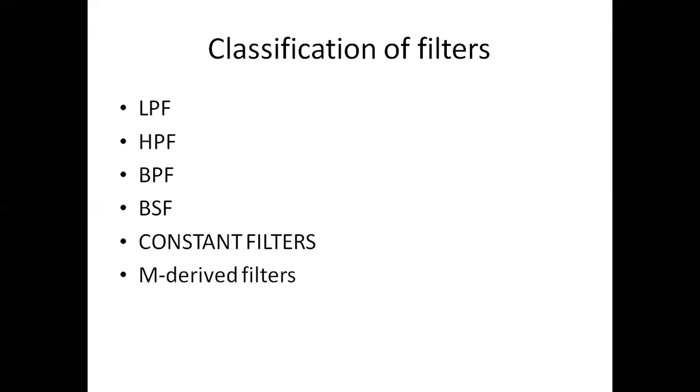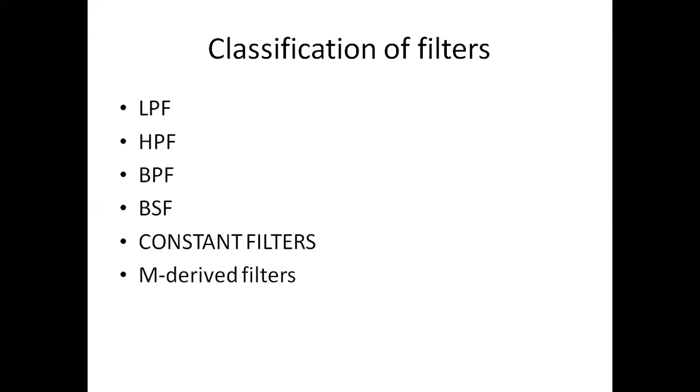On the basis of passing and attenuating frequencies, we have four different types of filter: the low pass filter, the high pass filter, the band pass filter, and the band stop filter. Similarly, on the basis of the relationship between series and shunt impedance, we have two different types: constant K filters and M-derived filters. So what are low pass filters?